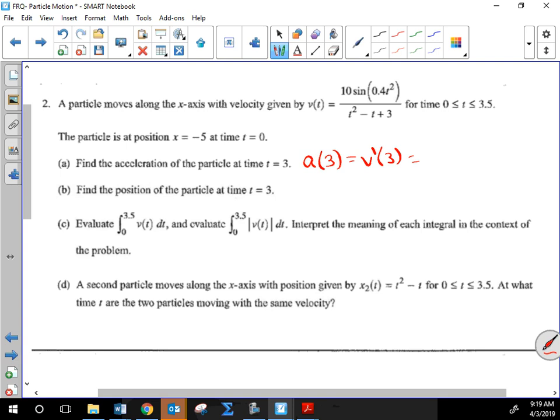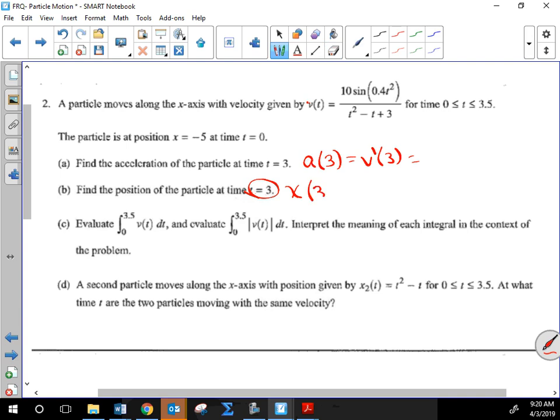B, find the position of the particle at time 3. All right, they gave me my velocity. How do I get back to position? Integrate. So you had a couple of options. I think perhaps the easiest way to go about this is we know that our position is equal to the antiderivative or the integral of our velocity. But they're looking for it specifically at time 3.